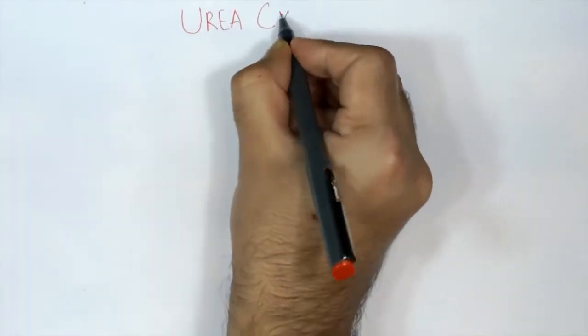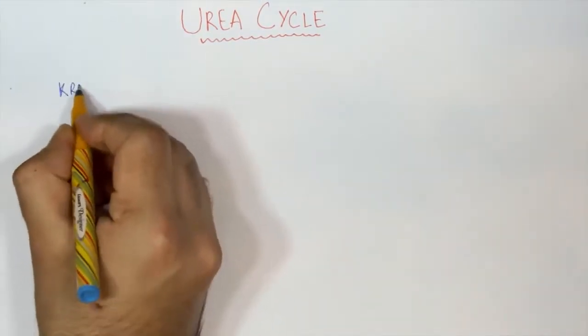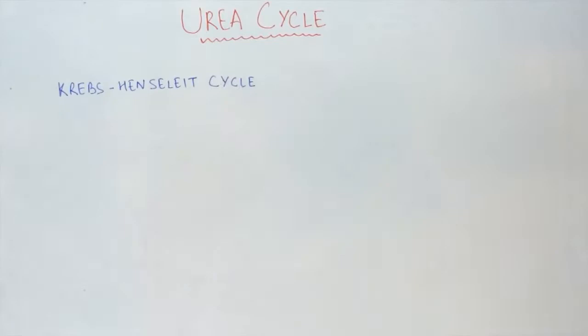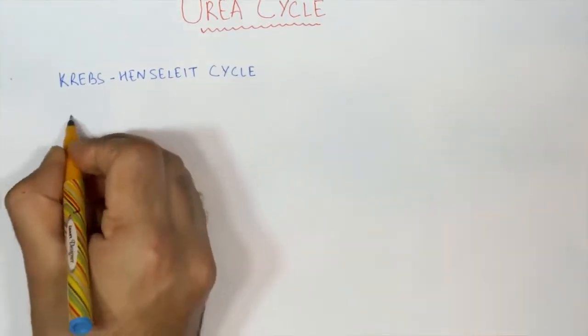In this video, we will talk about the urea cycle. Now, the urea cycle is also known as the Krebs-Henseleit cycle. Before beginning the actual cycle, let's have an overview of what happens in the urea cycle.